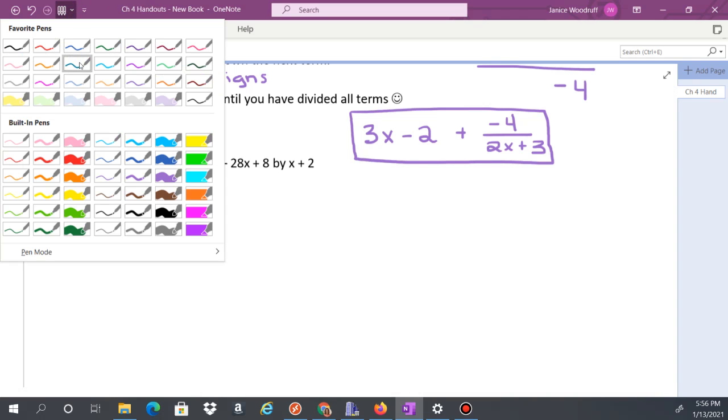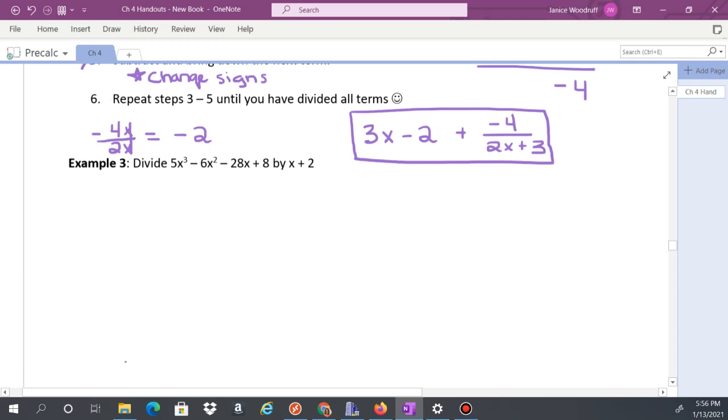Am I missing any zeros? Or any x's? No. Okay, good. So yeah, 3, 2, 1, we're good there. So what's going to go in my division pants? Negative 2, good. So then we've got, let's see, 5, negative 6, negative 28, and 8.